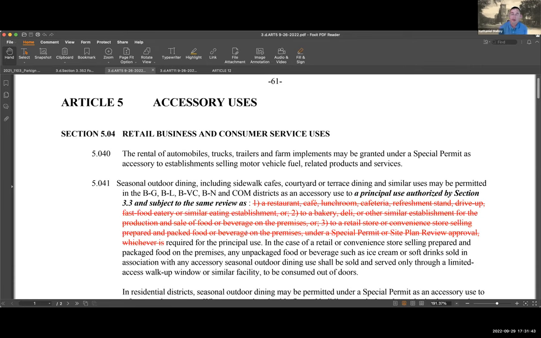Sometimes a gas station does have a Dunkin' Donuts next to it. They might have a small coffee shop that serves coffee to their customers, and it could be accessory, right? So they could have an accessory bakery or something. We're not talking about that. We're talking about outdoor dining. So it would be hard for businesses in these districts, other than say a food establishment, to say outdoor dining is accessory to our use. A retail store can't really say outdoor dining is accessory. They have to really prove that to staff and to the board or building commissioner. So that's what that change does.